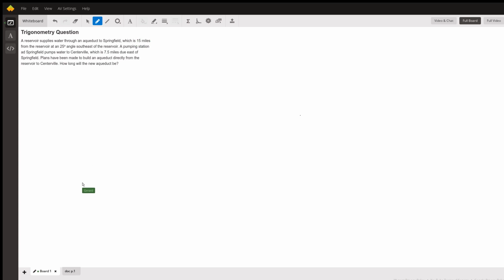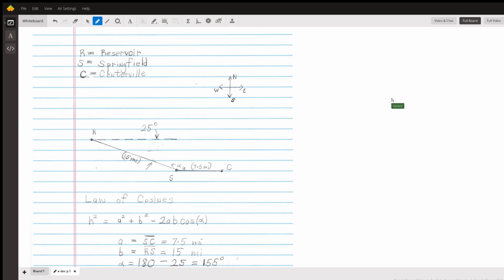I'm now going to go to my document, which I uploaded the completed problem. This is a problem for the law of cosines in trigonometry, which can solve it. First, I wanted to lay out my symbols here. R represents the point of the reservoir, S represents the point for Springfield, and C represents the point for Centerville.